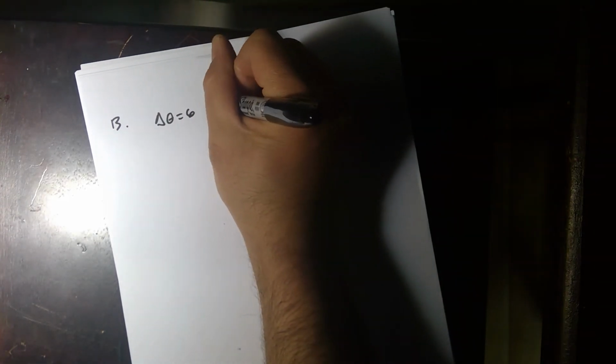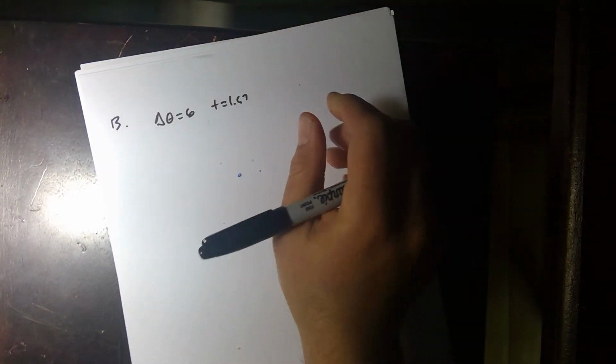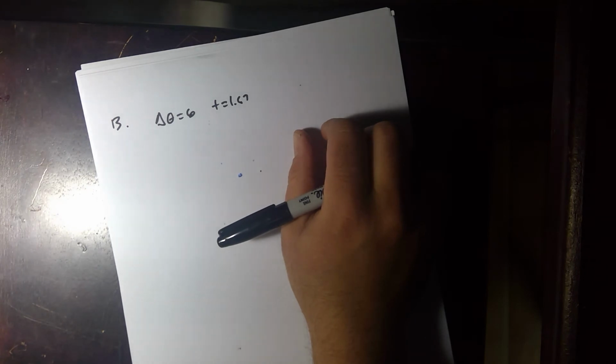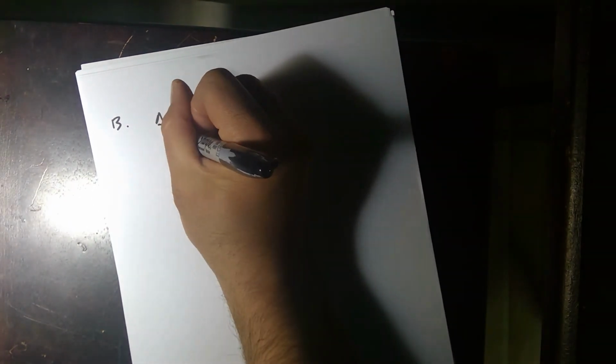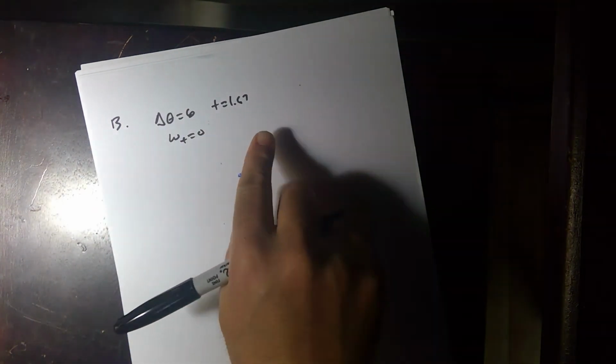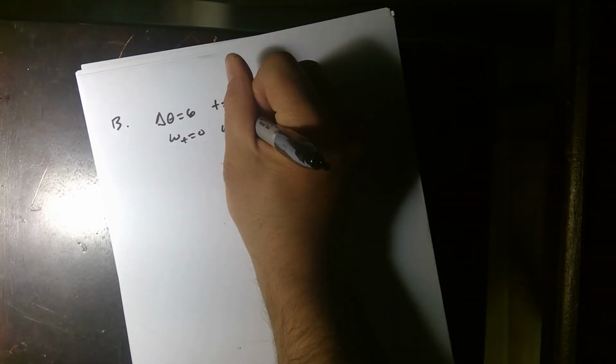13. I think this is a pretty straightforward one. We'll find out. Wheel rotates through 6 radians in 1.67 seconds. So delta theta is 6, t is 1.67. And it's uniformly brought to rest. Omega f is 0. 3 out of 5. Ask me what omega I was.